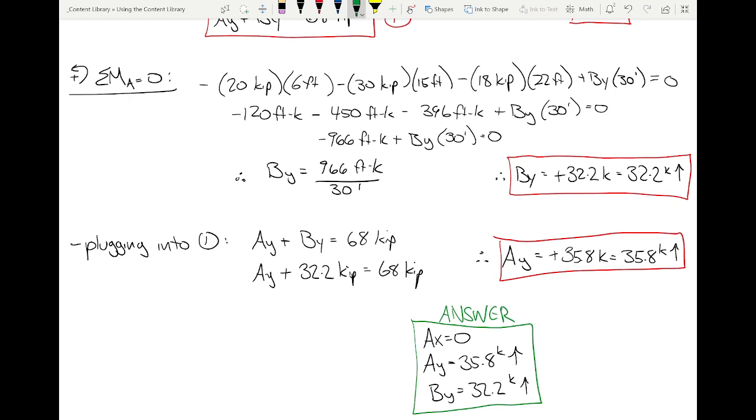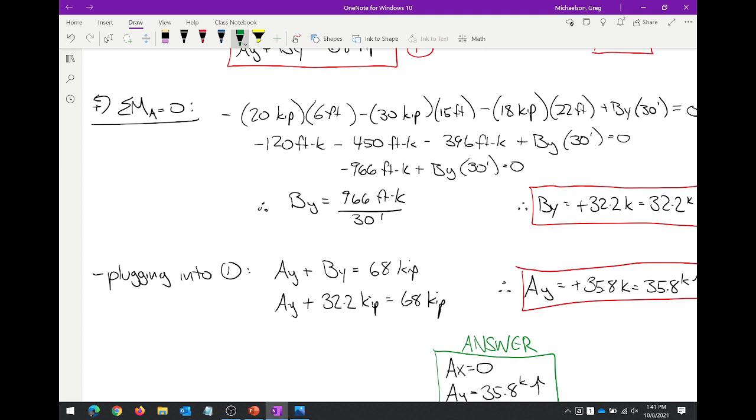How are we feeling about this? Everybody good? This isn't so bad, is it? Gets us out of 3D land. All right, any questions? All right, let me show you. We probably won't finish this problem, but that's okay.